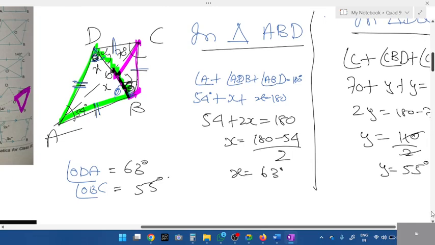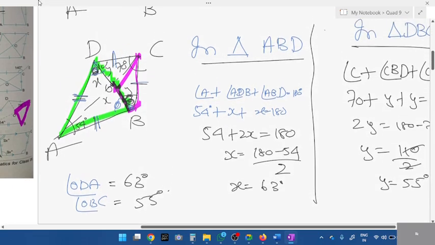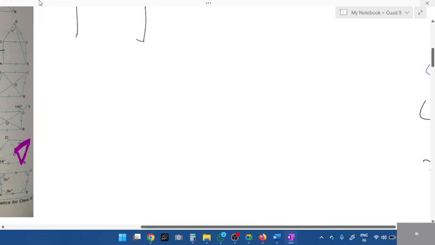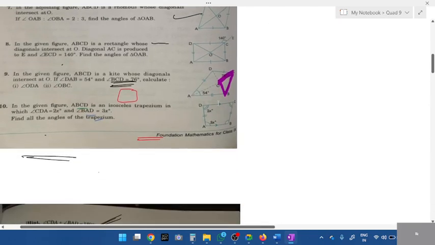Shall we do the next one? Be quick, students. It is getting late. Shall we try the next one? The more quick you are, we'll try to complete it and we'll end the class.